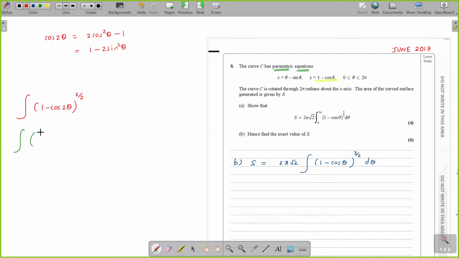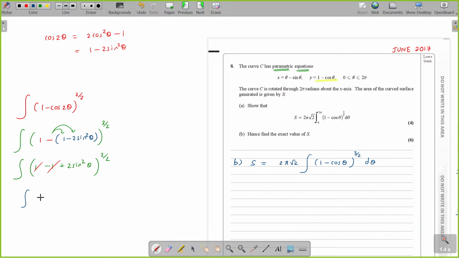Because it's 1 minus cos 2 theta, you have to put it inside the bracket: 1 minus (1 minus 2 sine square theta). Just be cautious here with the brackets, and the power 3 over 2. Then when you expand the bracket, you get 1 minus 1, and minus into minus is a plus 2 sine square theta, power 3 over 2. The 1 minus 1 cancels out, and you have the integration of (2 sine square theta) to the power 3 over 2.